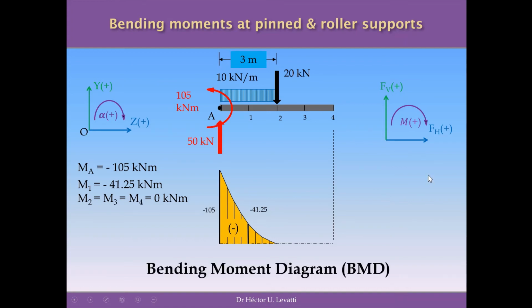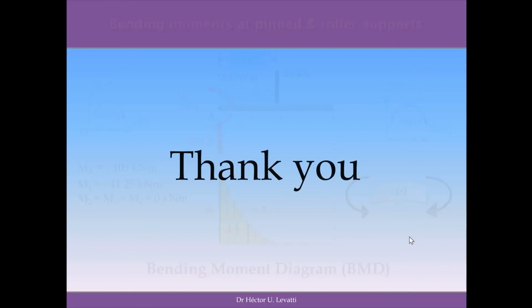So this is the bending moment diagram for this cantilever beam. I have a parabolic variation from minus 105 to 0 from A to 2, and it's 0 from 2 to 4. In the whole beam, we have hogging bending moment, which is negative. Thank you.